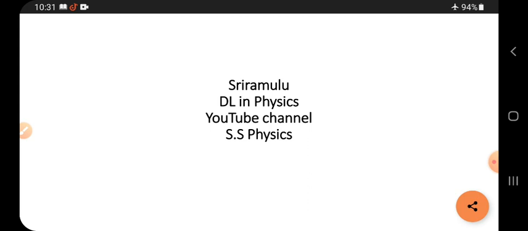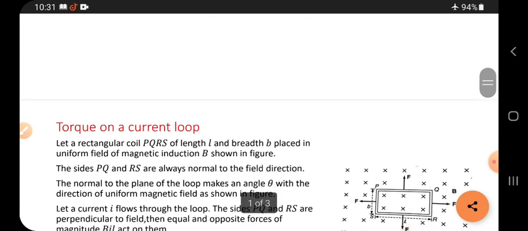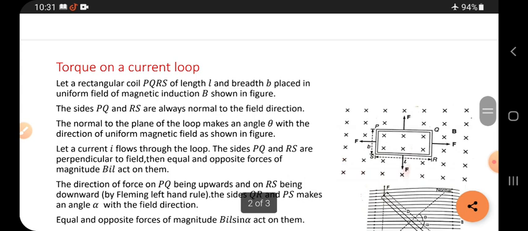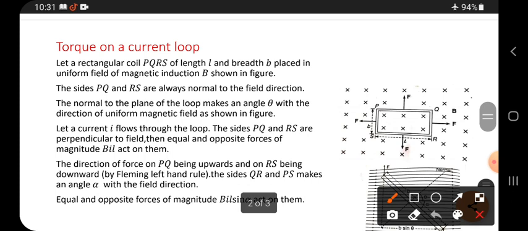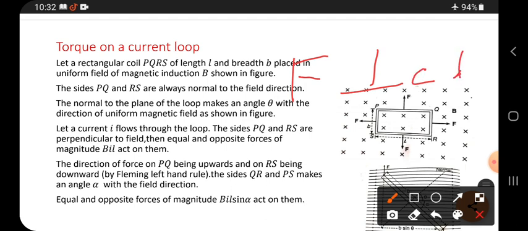So today's topic is torque on a current loop. So what does torque mean generally? Torque is a force which acts on a perpendicular distance. That is called torque, right? That is why we simply write the torque formula: tau equals r cross F.